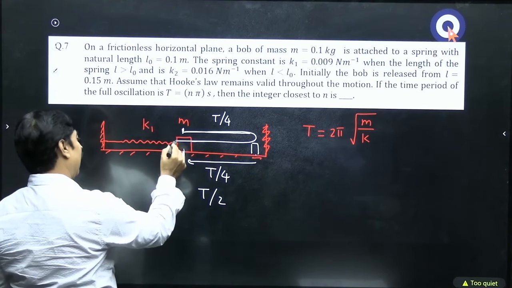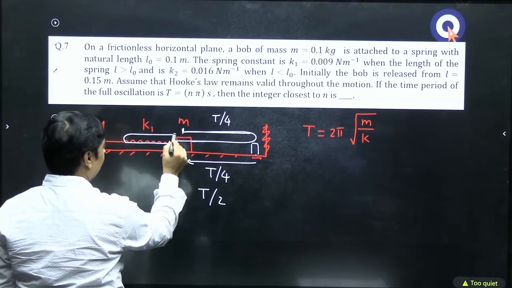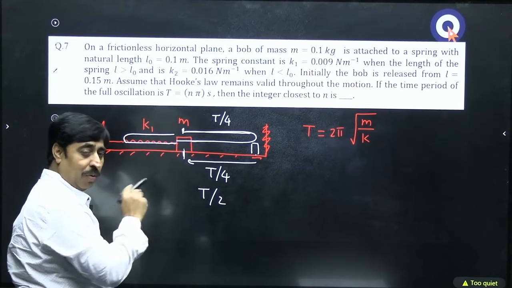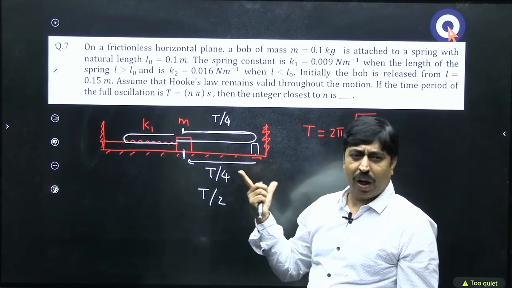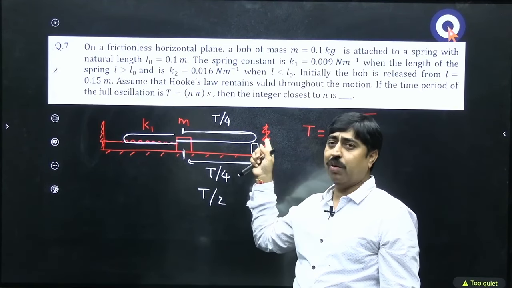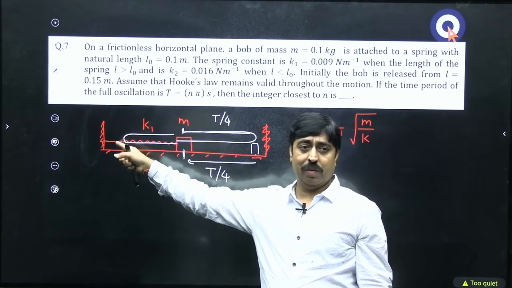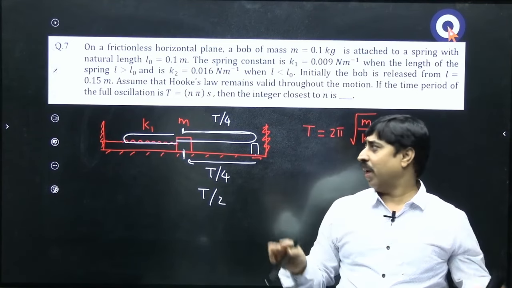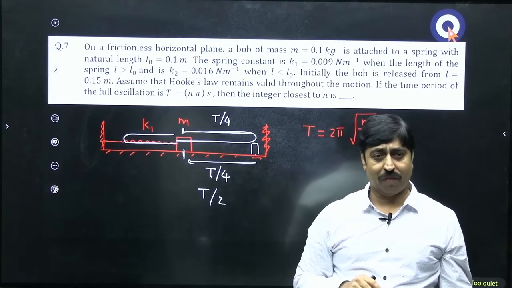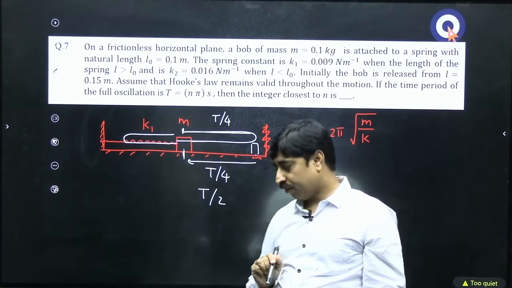And then the block again takes T by 4 second to move this way, and then T by 4 second to move this way. So, the total time of one oscillation has 4 equal parts basically. From here to here it takes T by 4, from here to here T by 4, from here to here T by 4, and from here to here T by 4. So, the overall time period becomes T. For this part it is T by 2, for this part it is T by 2.